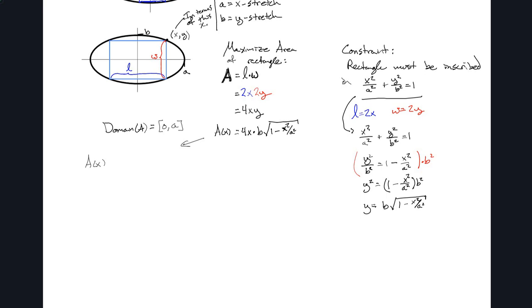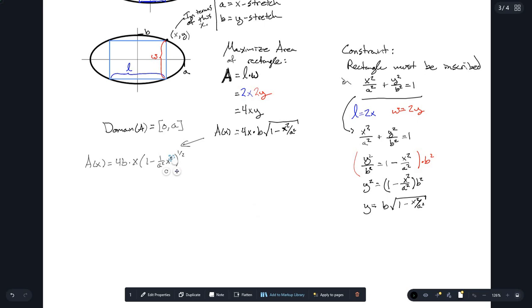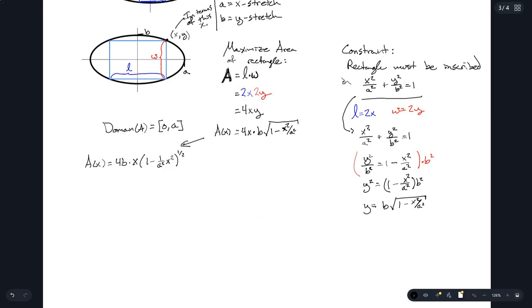A of x equals 4b times x times 1 minus, I'm going to write this as 1 over a squared x squared, just because this is going to help us with our derivative taking. And then we get our derivative. And you can use software for this, and it's just like how it organizes things may or may not be the best, but don't be afraid to try and use that.